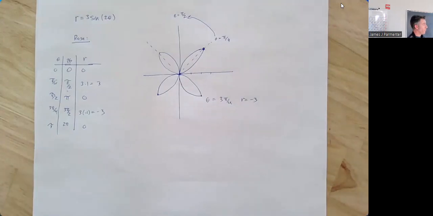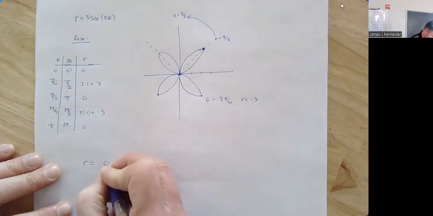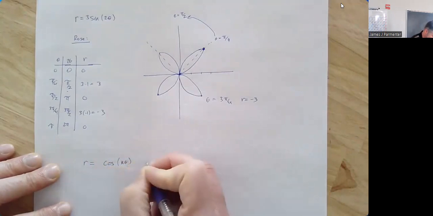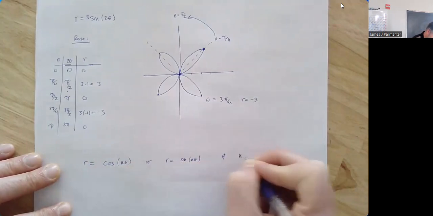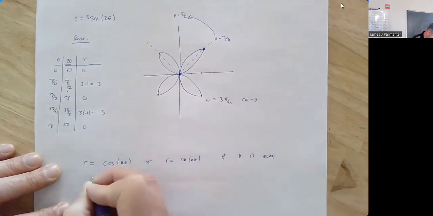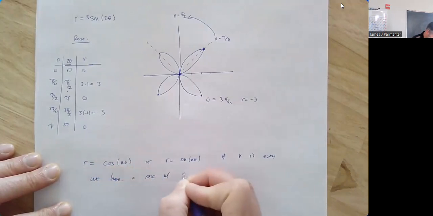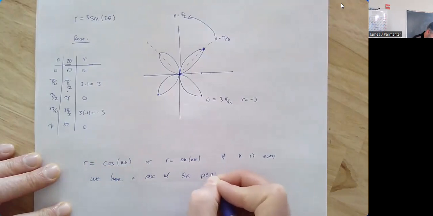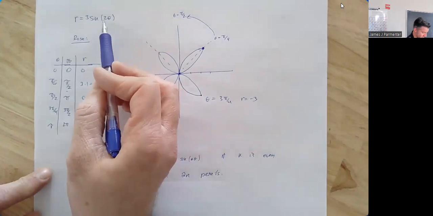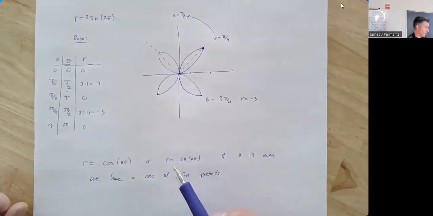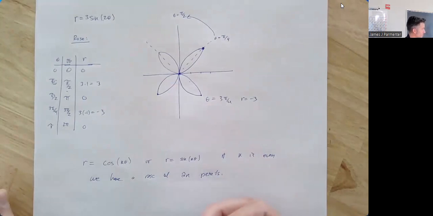So for when your n is even, so if you have r equal to cosine of n theta or r equal to sine of n theta, and n is even, we have a rose with 2n petals. So right here, we had sine of 2 theta and we got 4 petals. If you did sine of 4 theta, you'd get 8 petals. If you did sine of 6 theta, you'd get 12 petals.